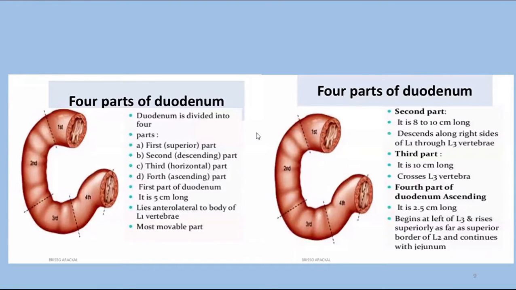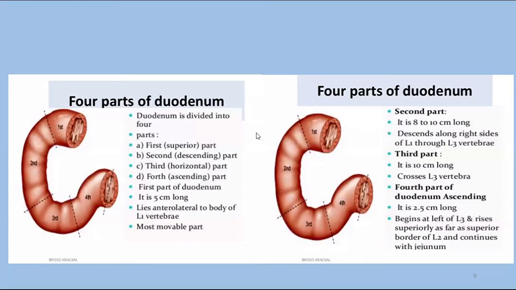The second part is about 8 to 10 centimeters long. It descends along the right side of the L1 to L3 vertebra. It is related anteriorly to the fundus of the gallbladder, posteriorly to the hilum of the right kidney. It is also medial to the head of the pancreas.